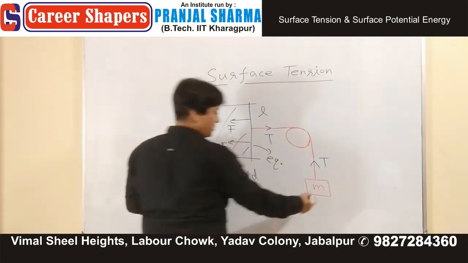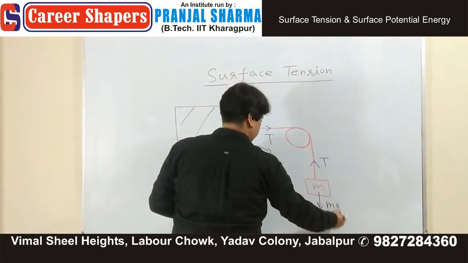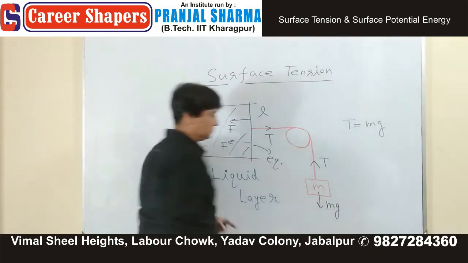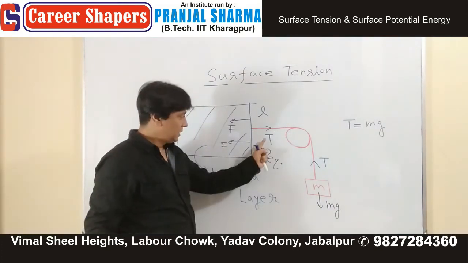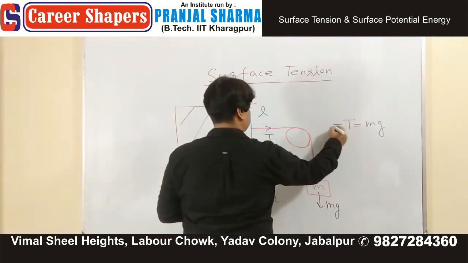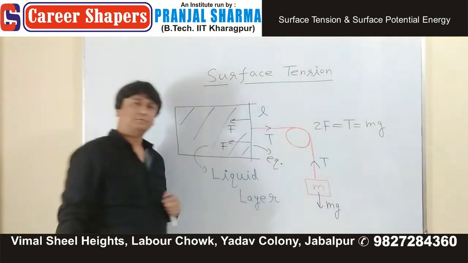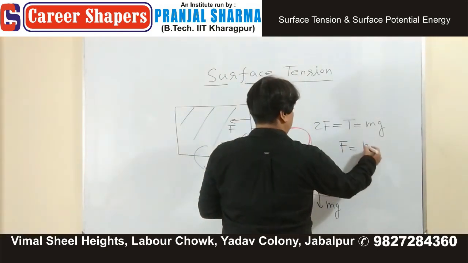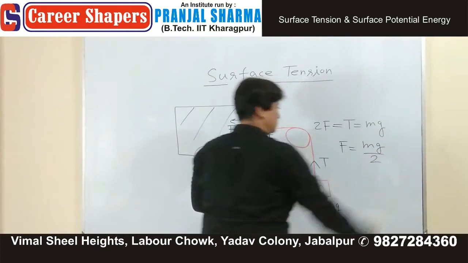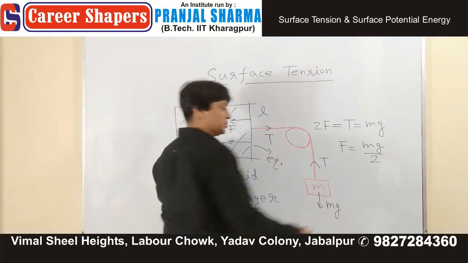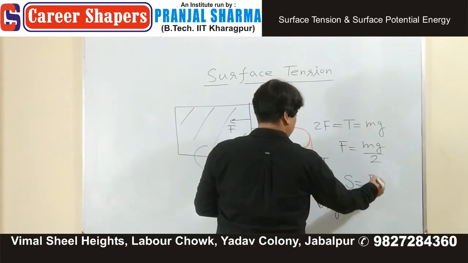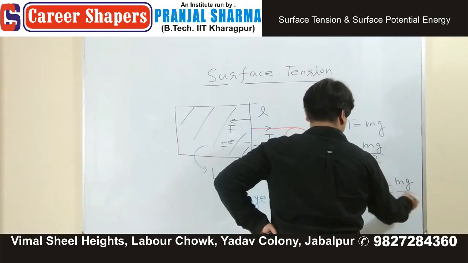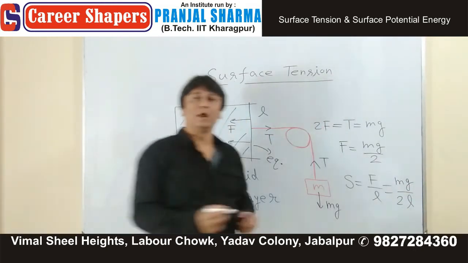Things are in equilibrium. Downward force is mg. T is mg. T is F plus F, that is 2F. Which means F is mg by 2. And what is surface tension? Surface tension is F divided by L, which gives us mg divided by 2L.